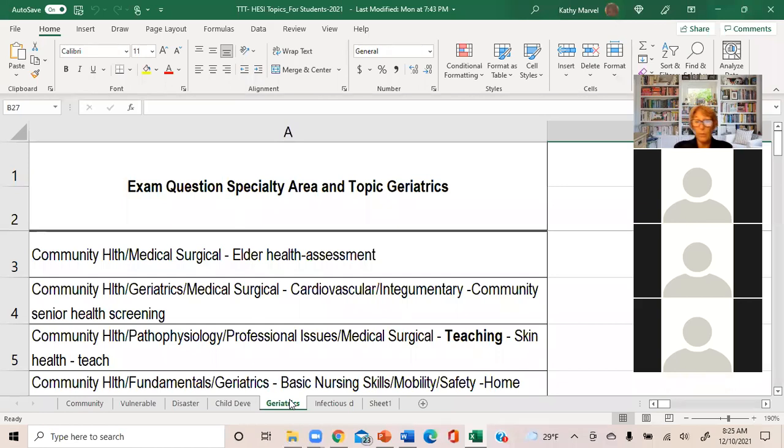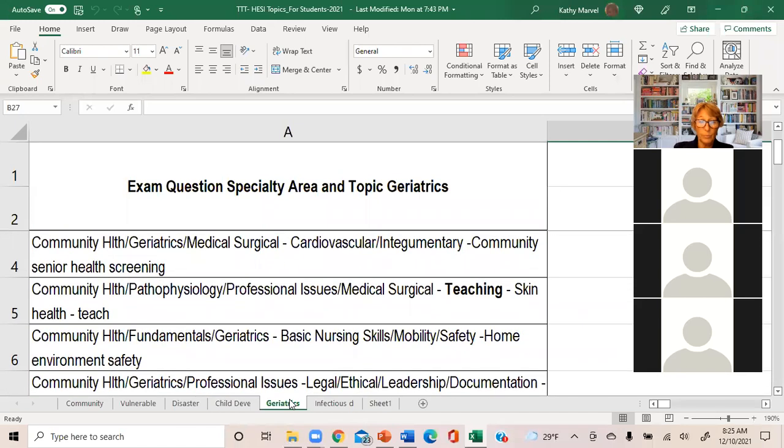Along those lines, if you're doing an elderly health assessment, you come upon A, B, C, D, what's the risk? So, that's a big one. That could entail a lot of different questions. What about community senior health screening? And maybe what kinds of screening are most appropriate for this population.